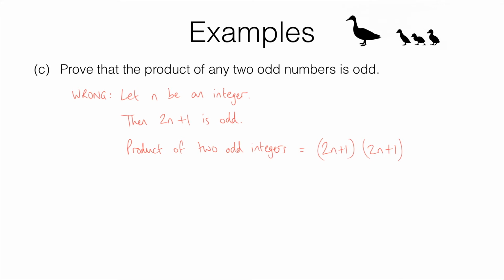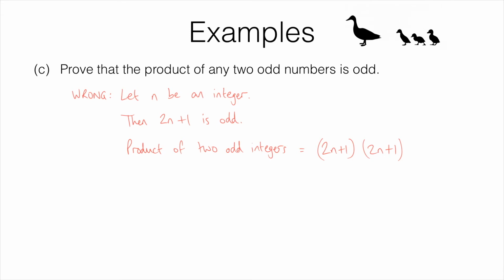The student has started off with something sensible. They've gone with let n be an integer. They've found an expression for any odd integer. And then what they've done is they have multiplied the odd integer by what they think is another odd integer. But all they're actually doing in this case is multiplying that odd number by itself.